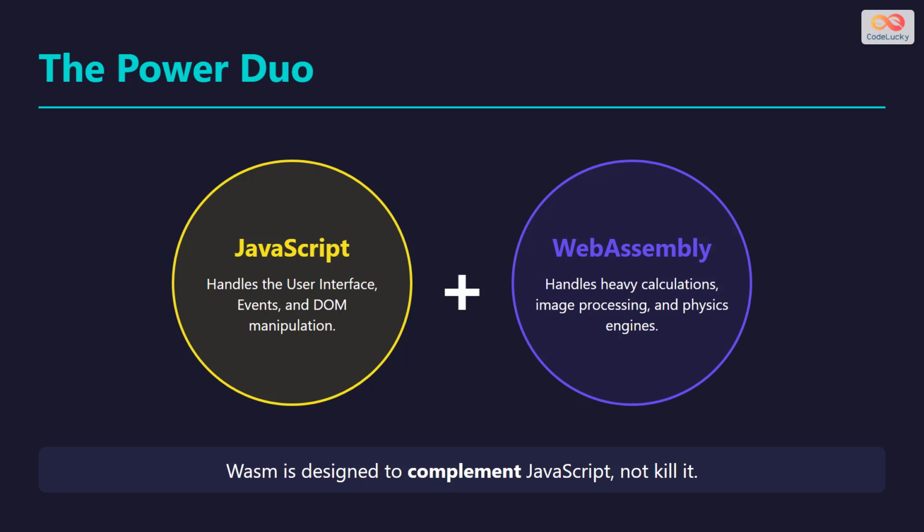It is important to understand that WebAssembly is not here to replace JavaScript. They are a team. JavaScript is still perfect for building the user interface and handling button clicks. WebAssembly steps in only when there is heavy lifting to do, like processing an image or calculating physics.